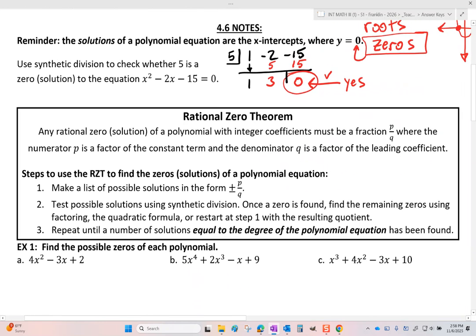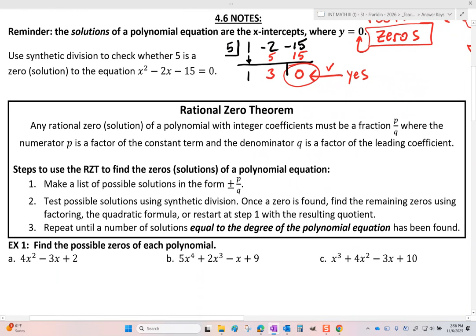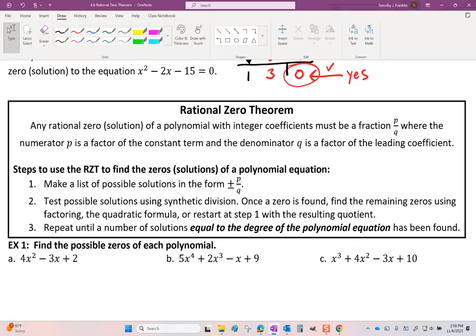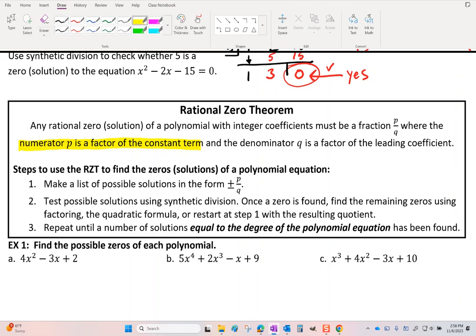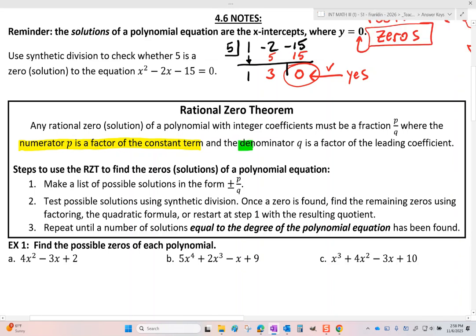So now this brings us to the rational zero theorem, which states that any rational zero of a polynomial with integer coefficients, so just number coefficients, like 1, -1, 5, -5, must be a fraction p over q where the numerator is a factor of the constant term and the denominator is a factor of the leading coefficient.